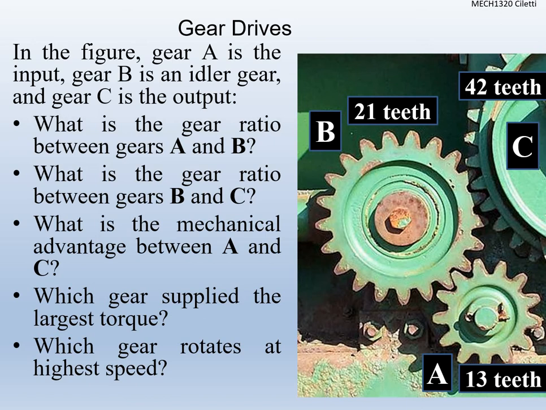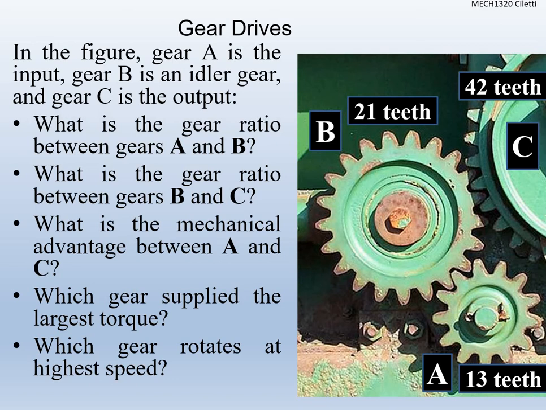If we take a look at the gear ratio between A and B, it's 21/13. The gear ratio between B and C is 42/21. And then the gear ratio between A and C is 42/13. Just for reference, the first ratio is 21/13, which is 1.61. The second ratio between B and C is 42/21, which is just 2. And then the last ratio, A and C, is 3.23.